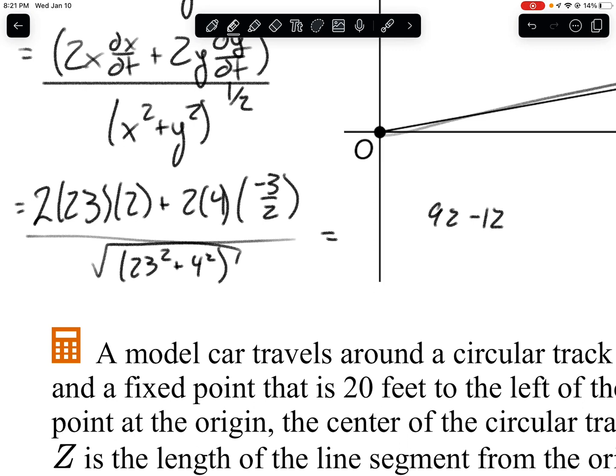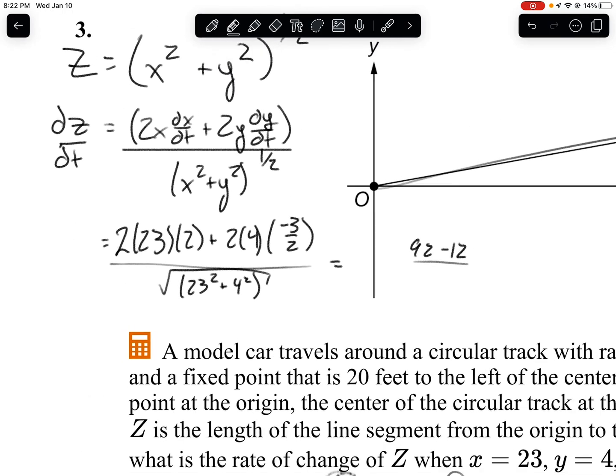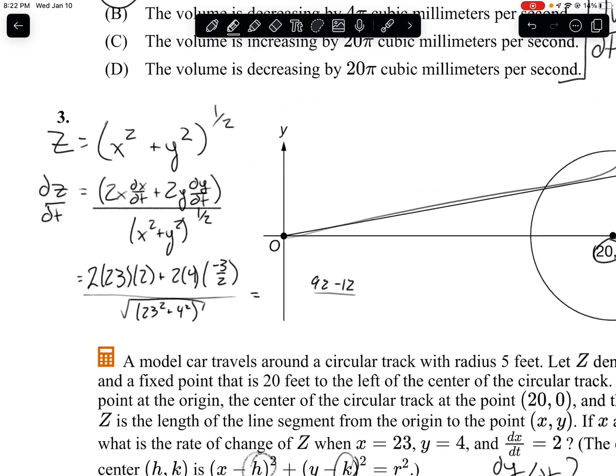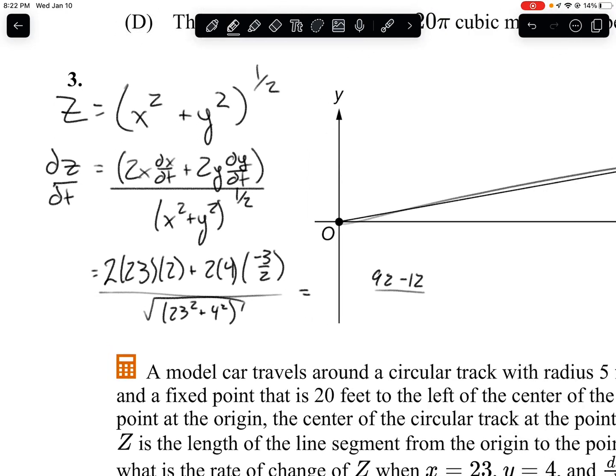Yeah, we're good. So 92. Oh, shoot. No, where's the other 2? Oh, I didn't bring down the 1/2. I need to bring down the 1/2. Oh, no. There's a 1/2.